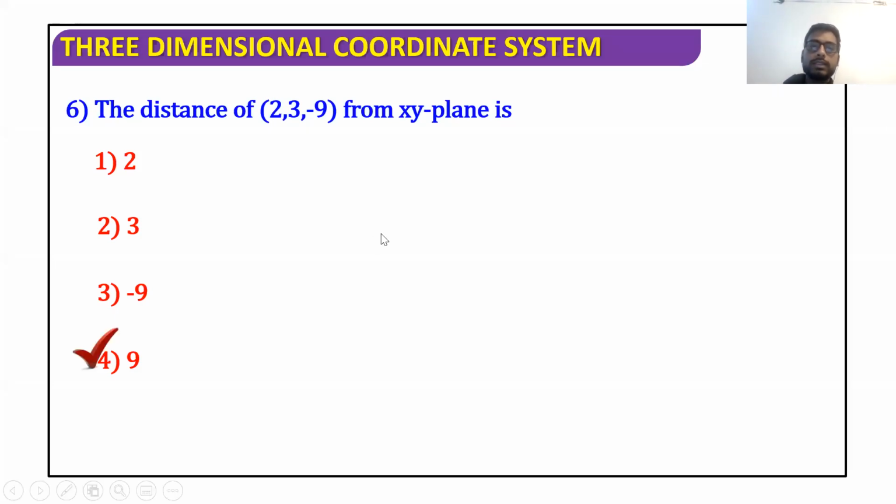What would be the distance from the YZ plane? The distance of 2, 3, minus 9 from the YZ plane is question mark. So what would it be? 2. Neha is saying 2. Mrunal is saying 2. So perfect. It's going to be the x coordinate, which is 2.